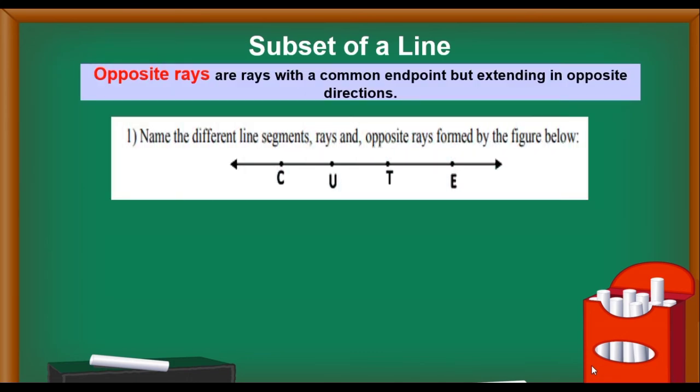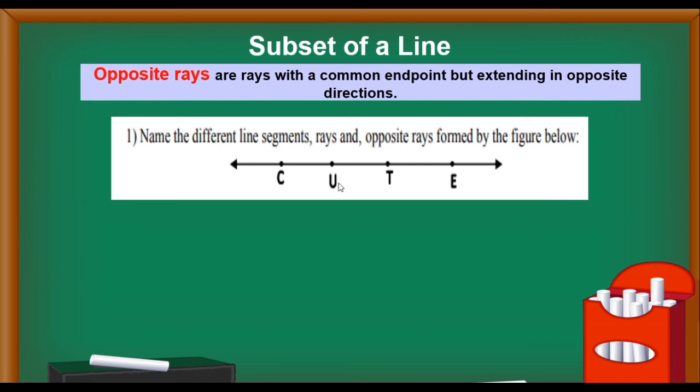Next one is what we call the opposite rays. Rays that with a common endpoint but extending in opposite direction. So, may common endpoint po siya pero nag-extend siya in opposite direction. So, let us have this example. Name the different line segment, rays, and opposite rays formed by a figure below.